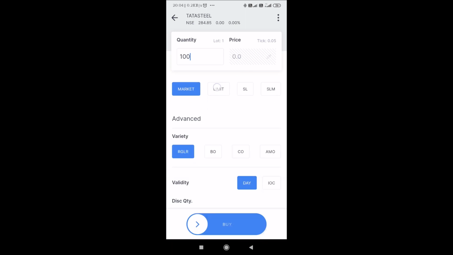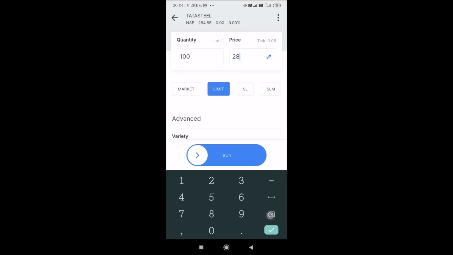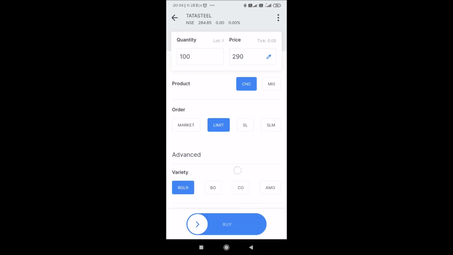So you can place a limit order. You have to enter the price here. I want it to get executed at 290. So I will buy Tata Steel at the level of 290.